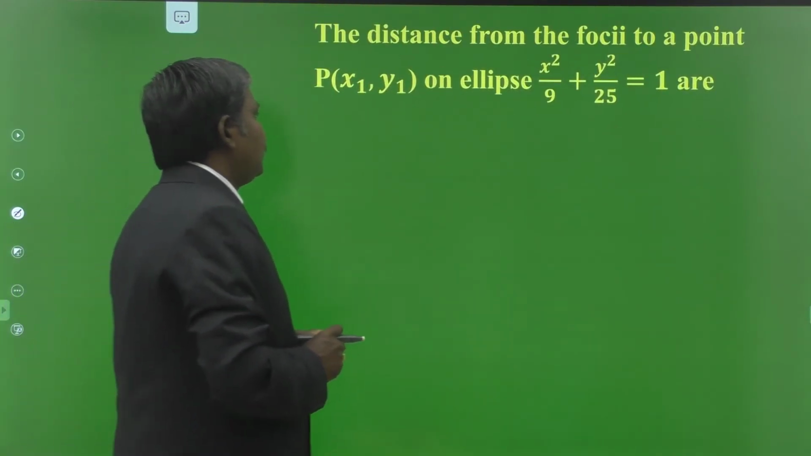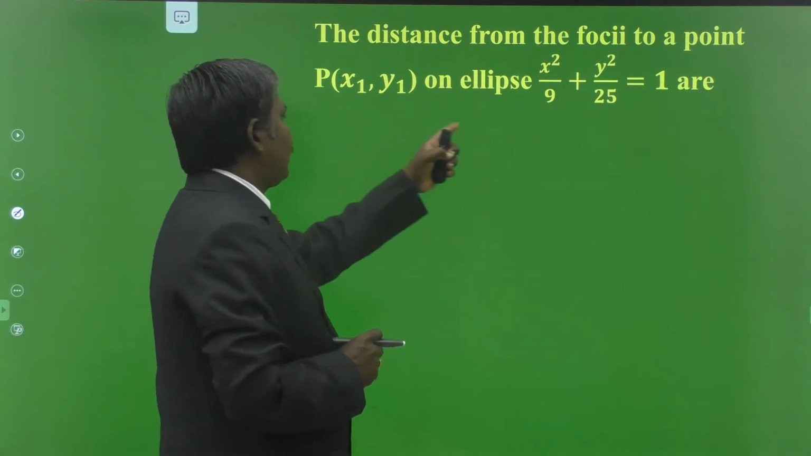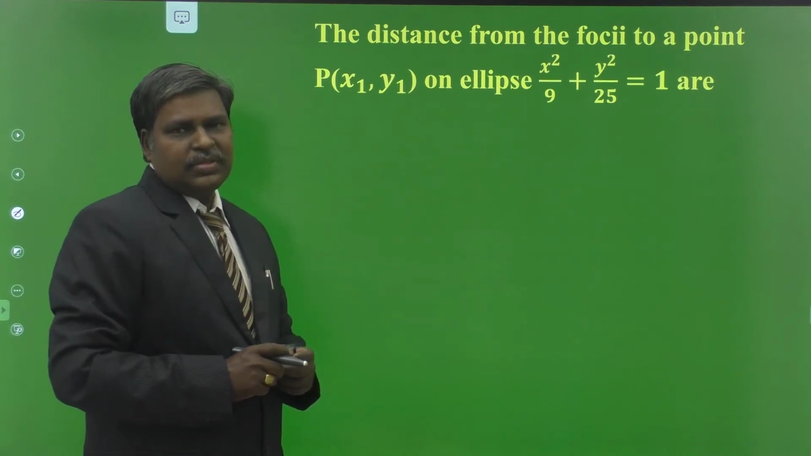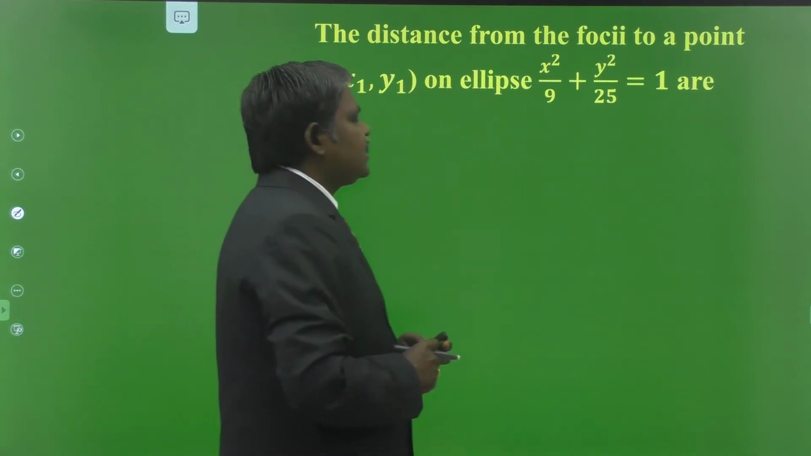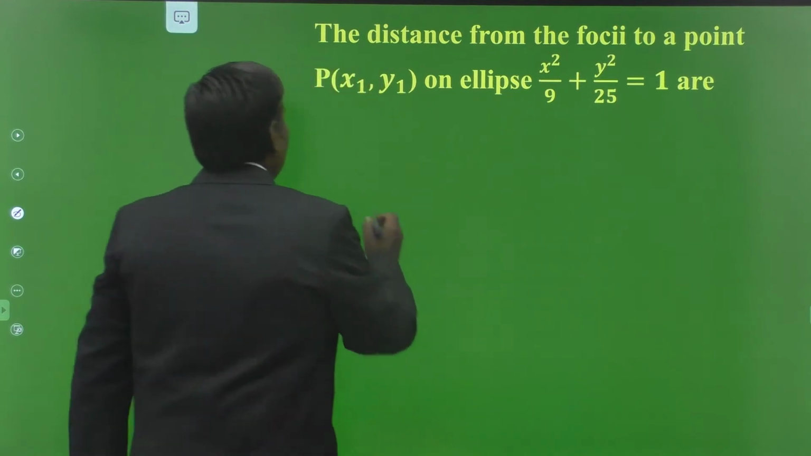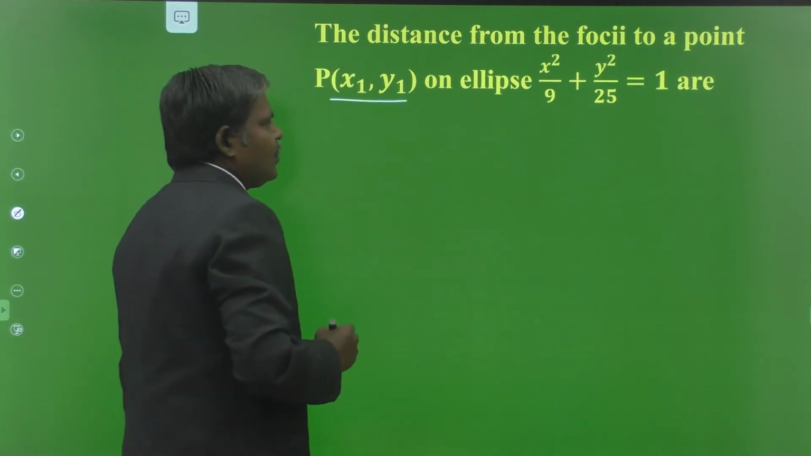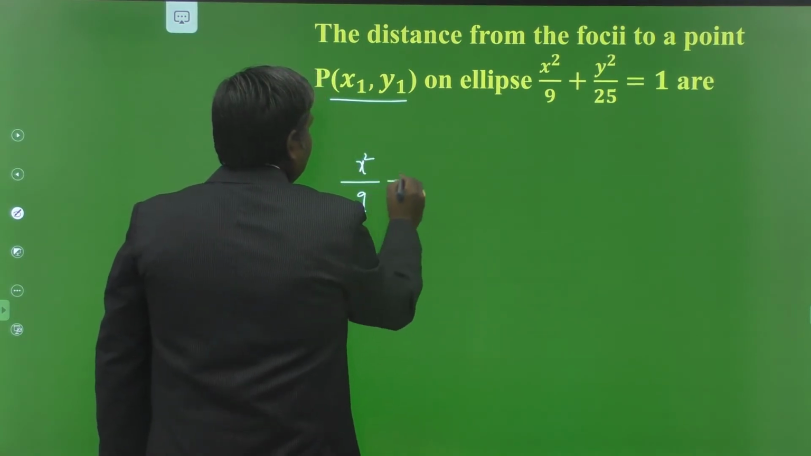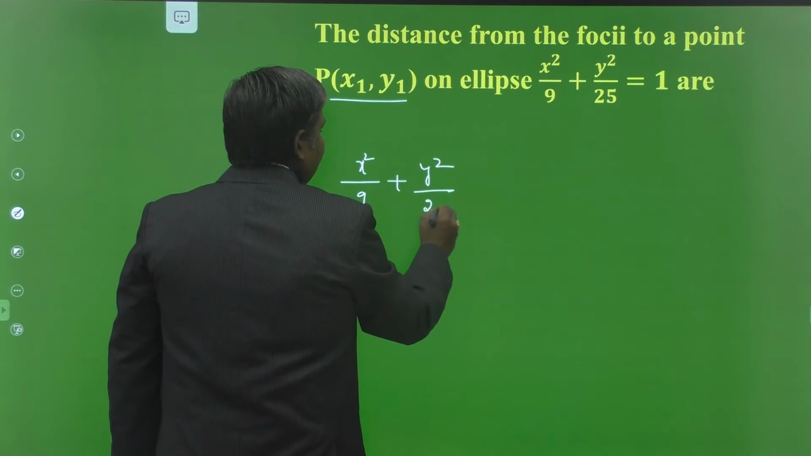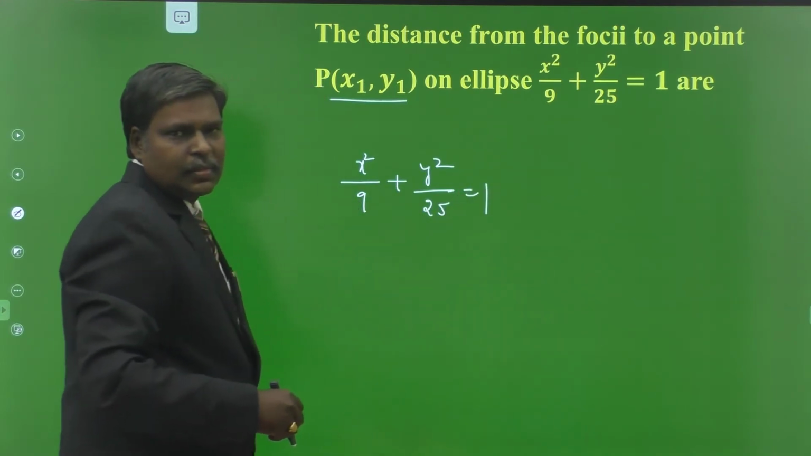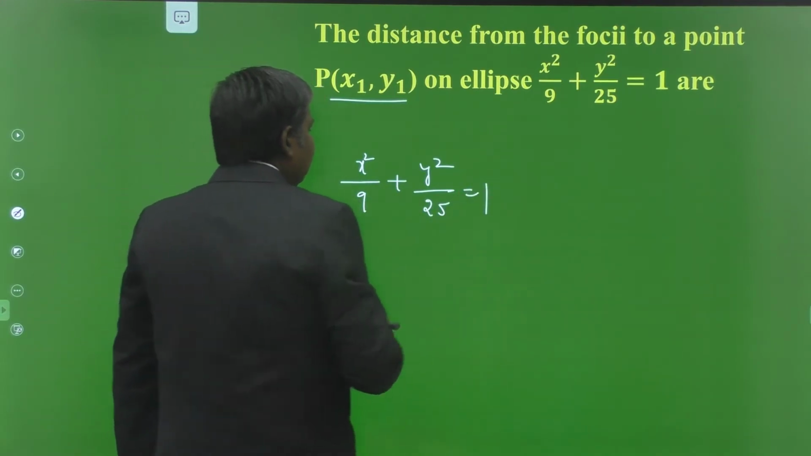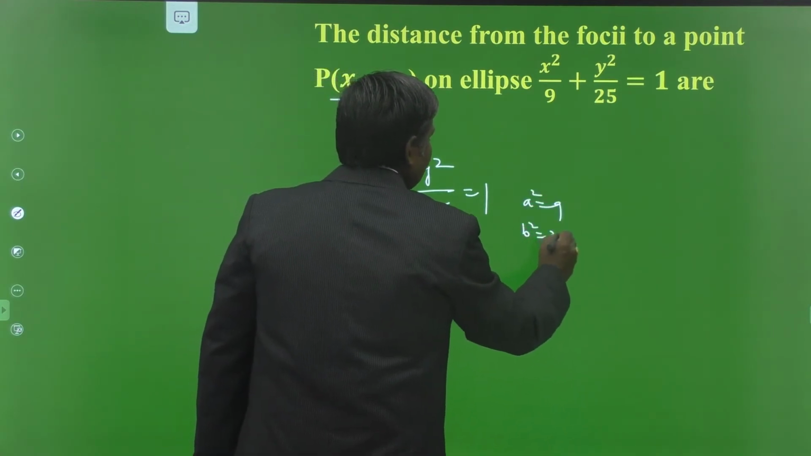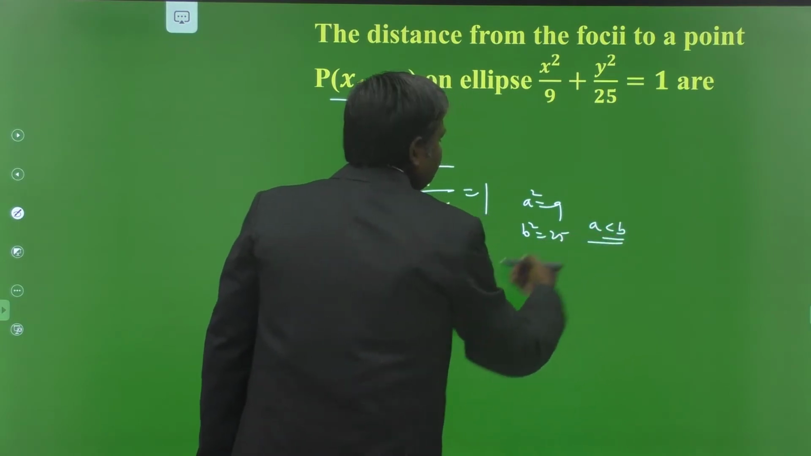The distance from the foci to a point x1, y1 on x square by 9 plus y square by 25 equal to 1. Just as we discussed about the focal distance of a point. So the point on the ellipse is x1, y1. Here observe the equation of the ellipse: x square by 9 plus y square by 25 is equal to 1. Is it a greater than b case or a less than b case? A square is equal to 9, b square is equal to 25, so we have a less than b case.